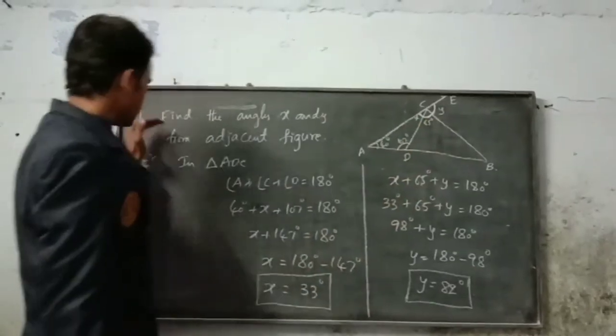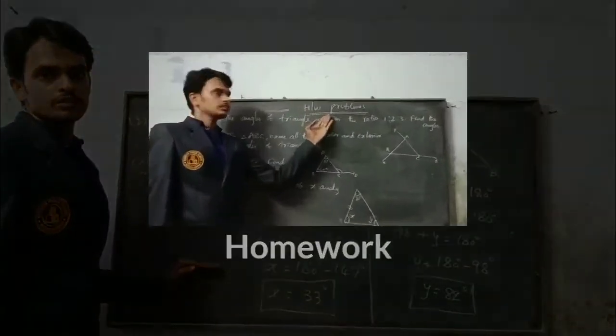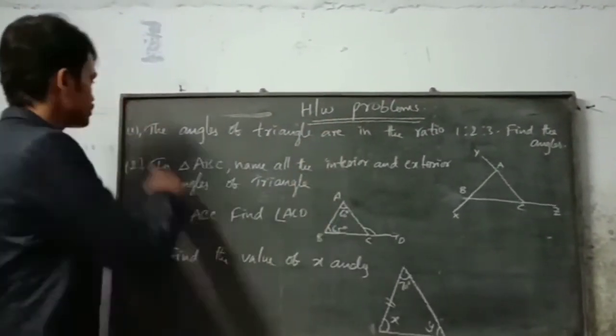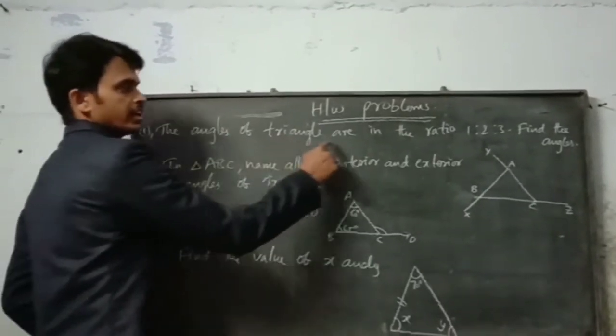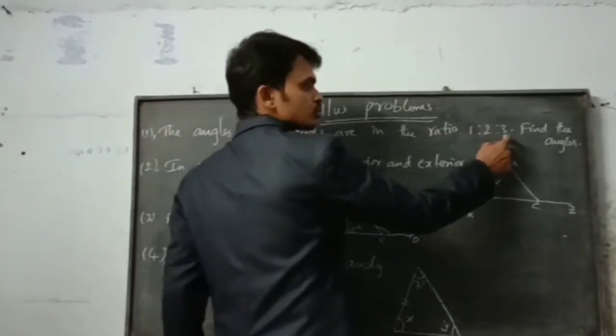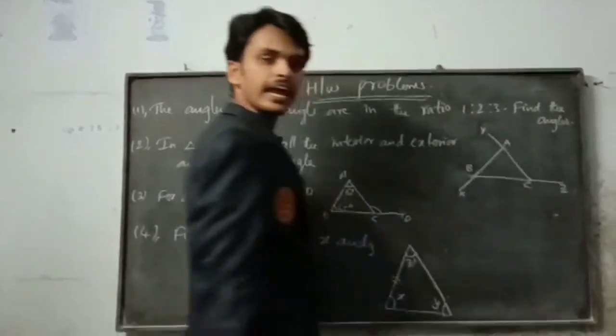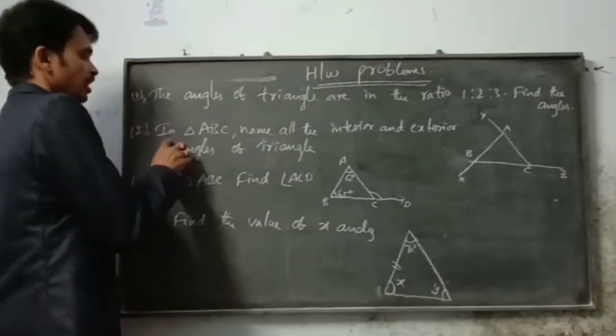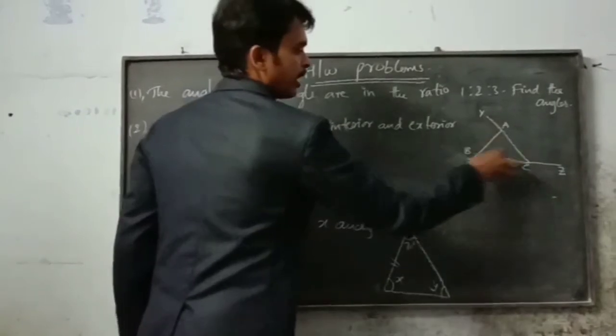So like this we have to simplify. Well, children, these are the homework problems. First one, the angles of a triangle are in the ratio 1:2:3. Then we should find the angles. Next one, in triangle ABC.